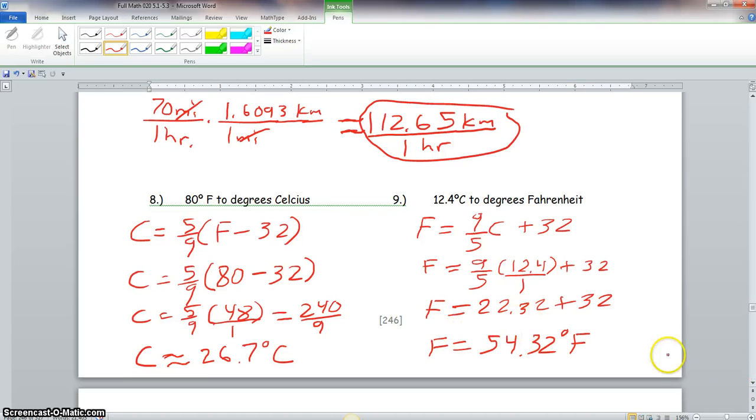Okay, now that completes this section. Now we do have one more section to cover, which I will cover in the next video.